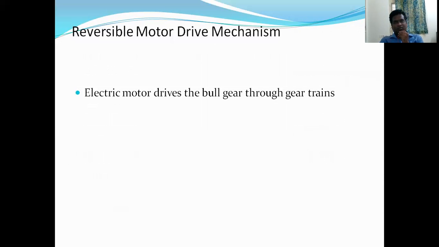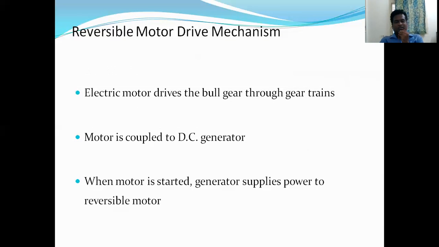Now we are moving to another mechanism, the reversible motor drive mechanism. In this, an electric motor drives the bull gear to the gear rails. The motor is coupled to a DC generator. When the motor is started, the generator supplies power to a reversible motor.